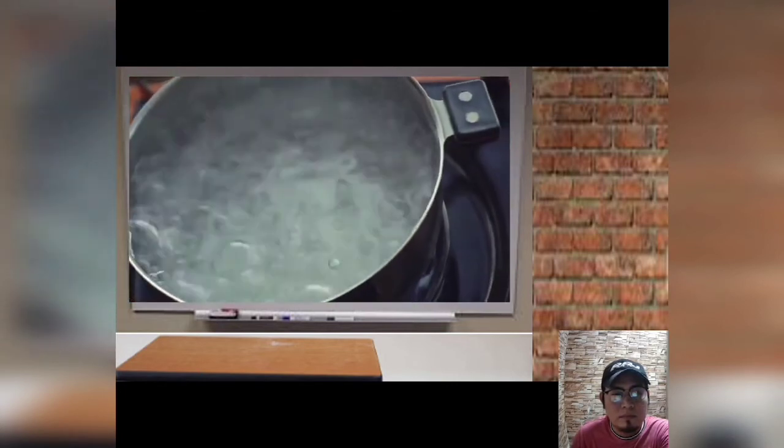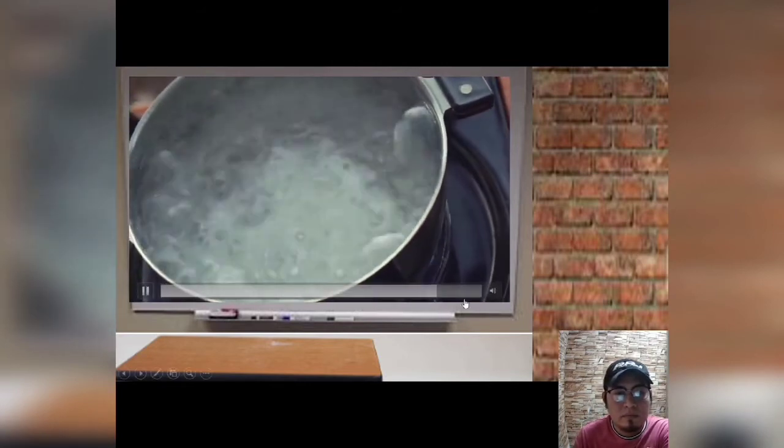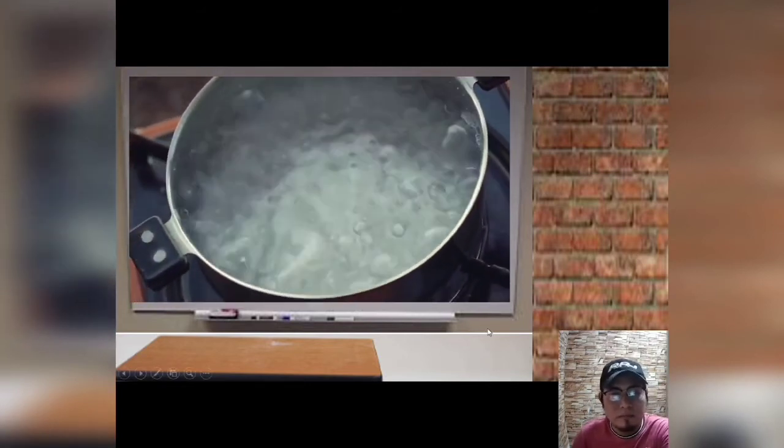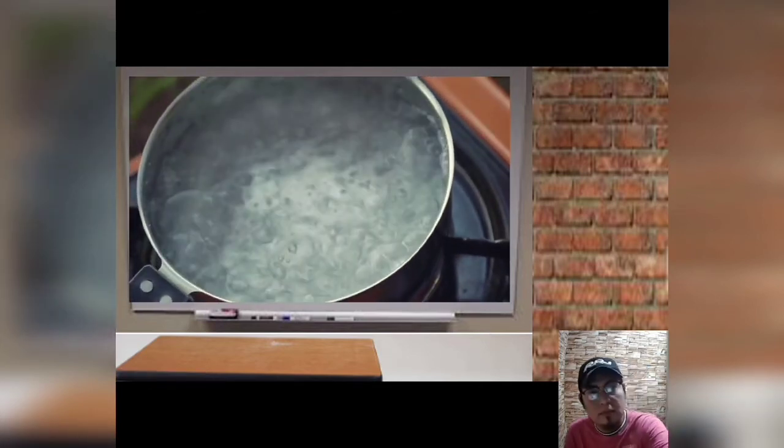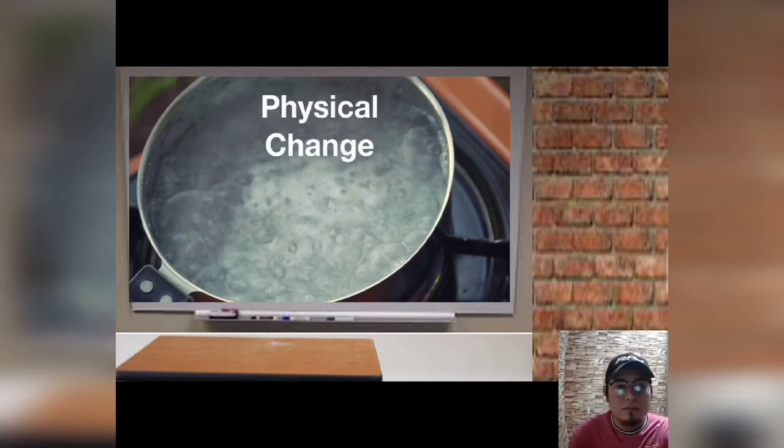What about this? When you boil a pot of water on the stove, what type of change is happening? Well, when you boil water, the liquid is turning into a gas. But changing the state of matter is not creating a new substance. A change in the state of matter is just a physical change.